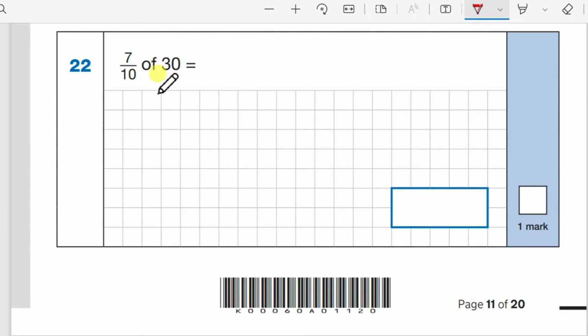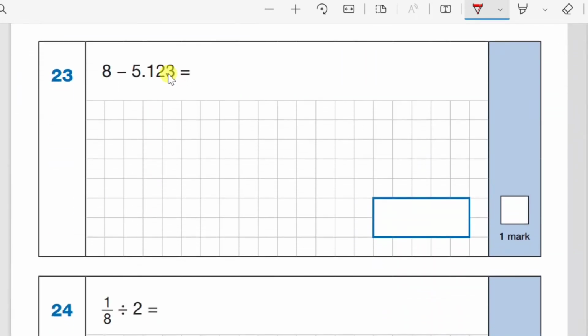Now, 7/10 of 30. Well, the trick of fractions is that you always divide by the bottom and times by the top. So let's see. How many 10s go into 30? Well, it goes 3 times. Times against the top? Well, 3 times 7 is 21.